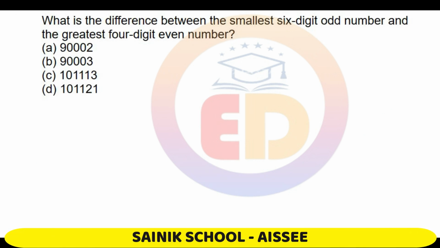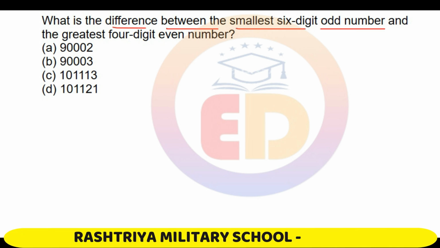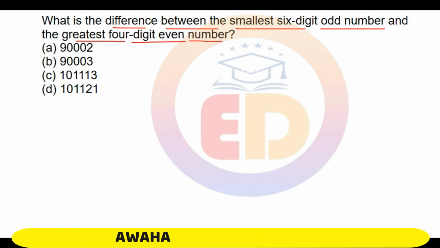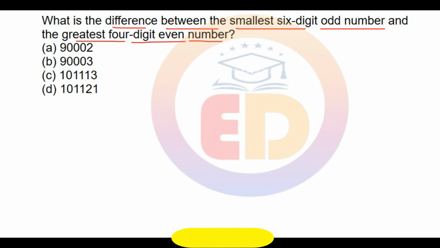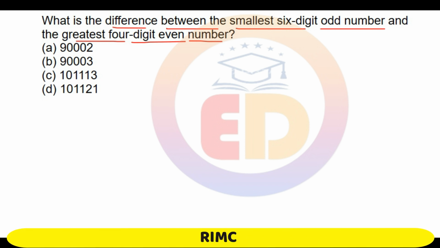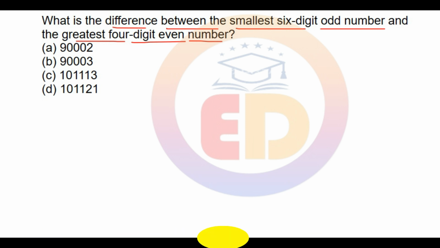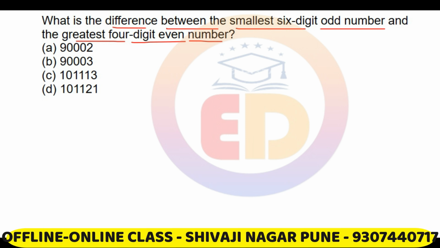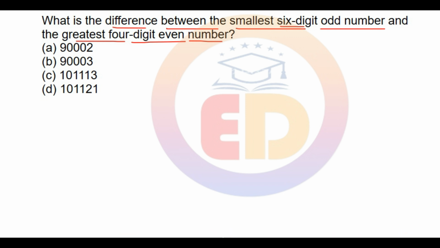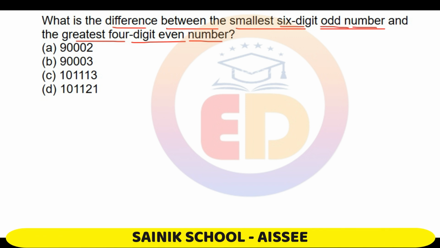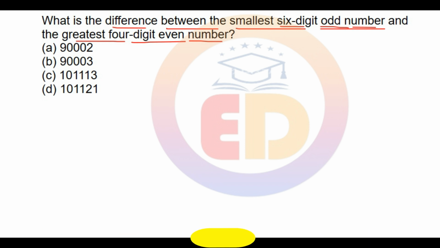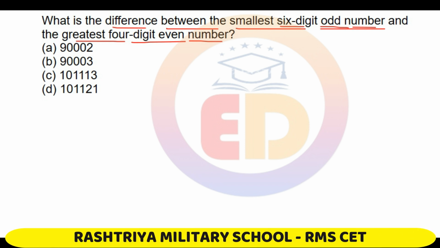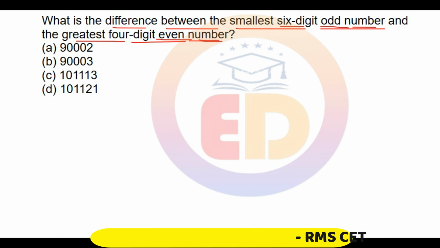What is the difference between the smallest 6-digit odd number and the greatest 4-digit even number? The question in the first look looks simple, but there is a slight twist. It's not asking the smallest 6-digit number, it's asking the smallest 6-digit odd number. And it's not asking the greatest 4-digit number, it's asking the greatest 4-digit even number.